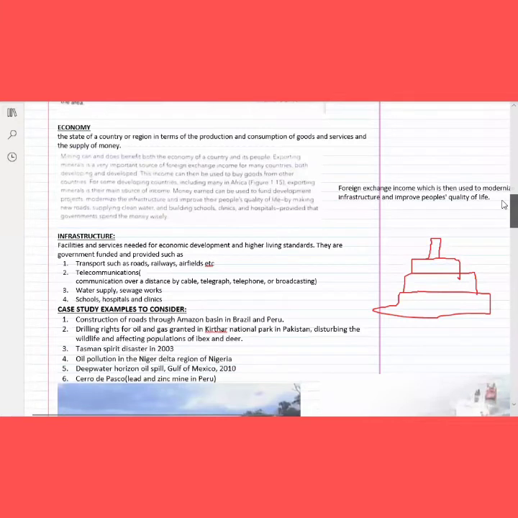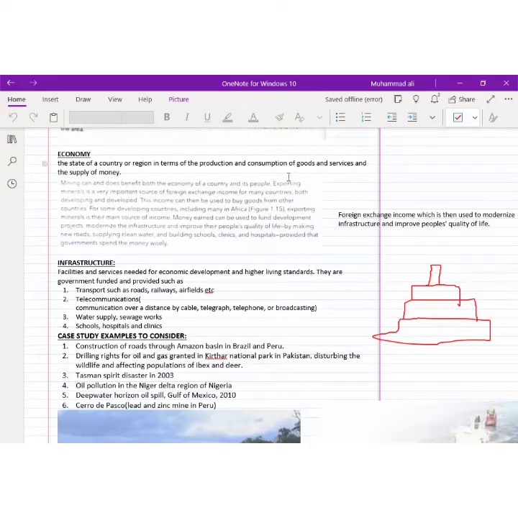Now, this is the definition of economy: the state of a country or region in terms of the production and consumption of goods and services and the supply of money. So again, if we're talking about consumption of goods and services, minerals can definitely be used to make many products, many goods, and minerals can themselves be exported as well, right? For example, yesterday we were talking about uranium, and how only three countries had resources of uranium. So the country can fix the price according to its own need, so it can again take benefit of export.